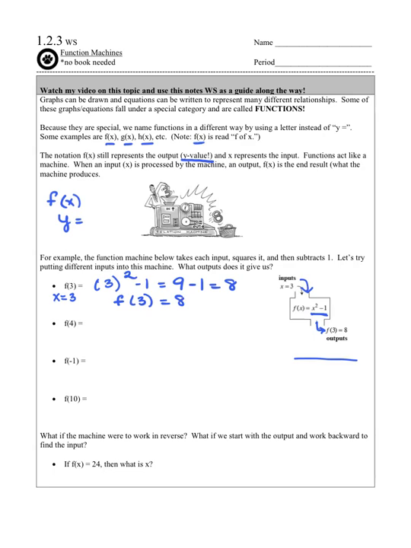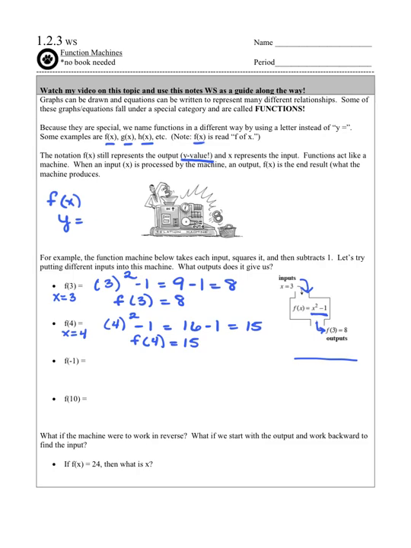If my input is 4, that means I'm replacing x with 4. And so f of 4 takes that input of 4 and it squares it and subtracts 1. 4 squared is 16, minus 1 is 15. This means that f of 4 is equal to 15.